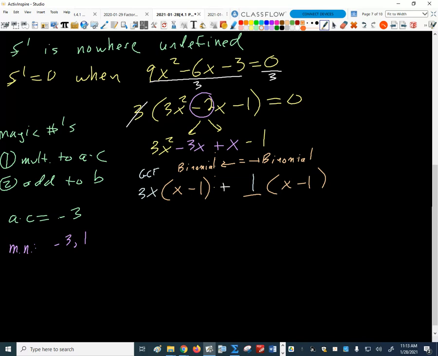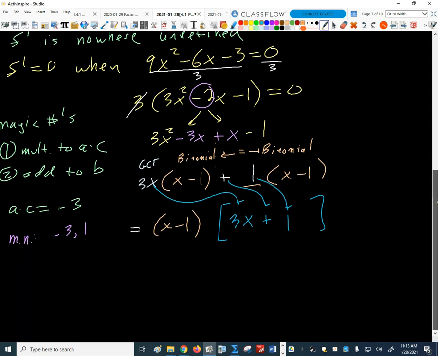Then we're just going to factor out of each group our common binomial. And so this is equal to x minus 1 times whatever's left behind, right? Well, what's left behind here? I've got a 3x plus 1. And so now I've got it factored, right?